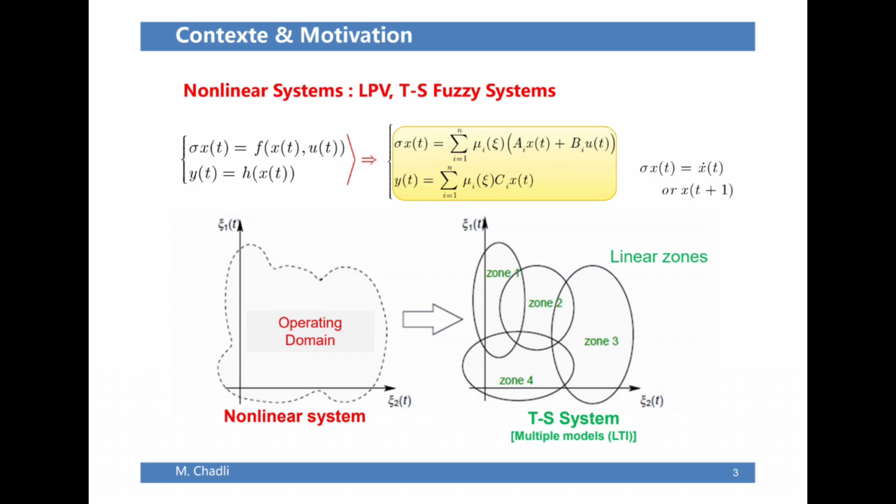As I said before, the nonlinear behavior is obtained by the interpolation of linear models. Here we have different linear models, and by the optimization of the function mu, called the activation function, we approximate the nonlinear system. So when we have only input-output data, the obtained TS or LPV system is an approximation. But when we have a nonlinear model, mathematical equations, the transformation is exact. It is obtained without any approximation.